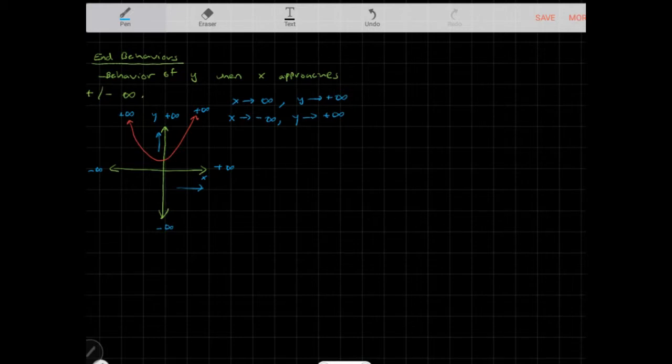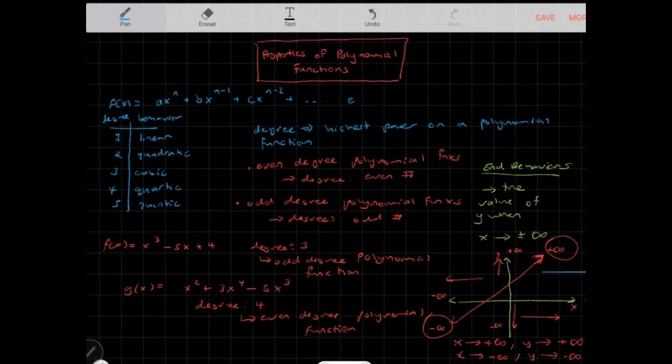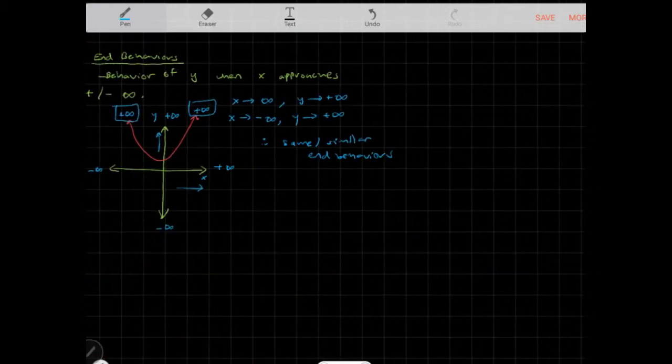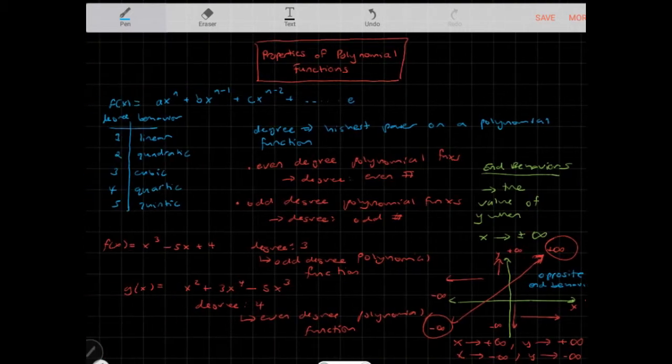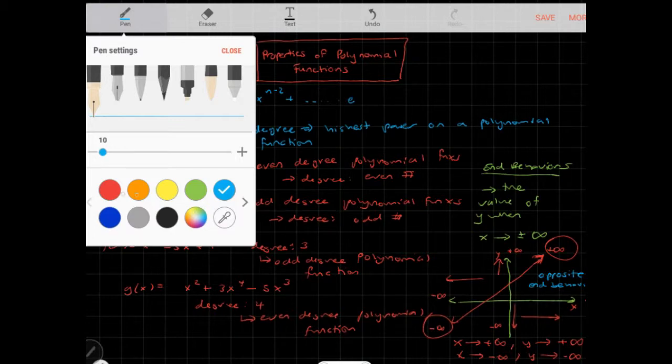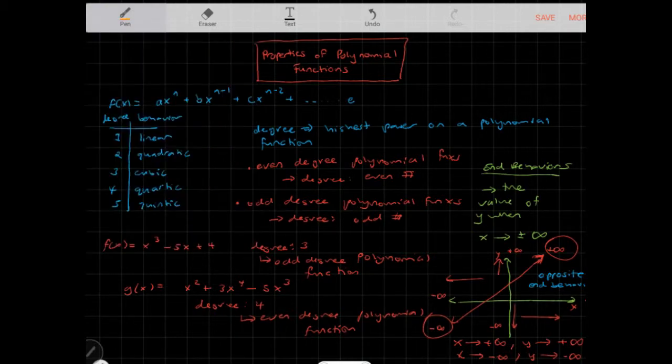Okay. So in this case, because the two end behaviors are in the same direction, they have the same or similar end behaviors. In the previous example, we looked at opposite end behaviors, right? This was an opposite end behavior, but here we have similar end behaviors. And another thing you can note here is that this was a linear function, so this was an x to the power 1.